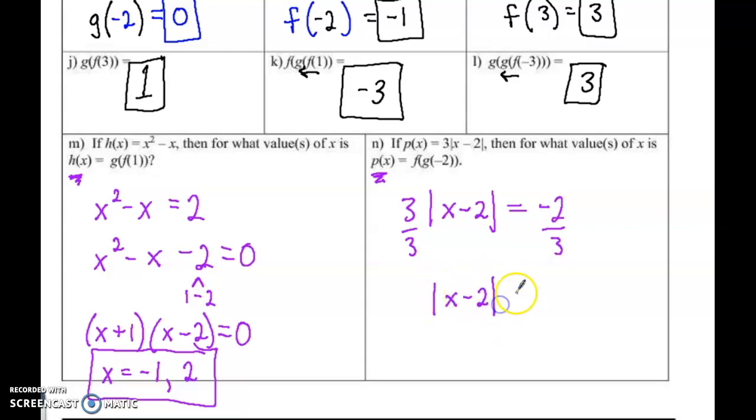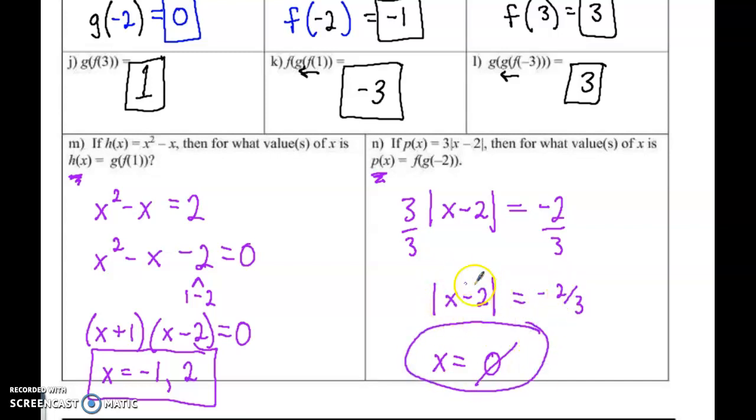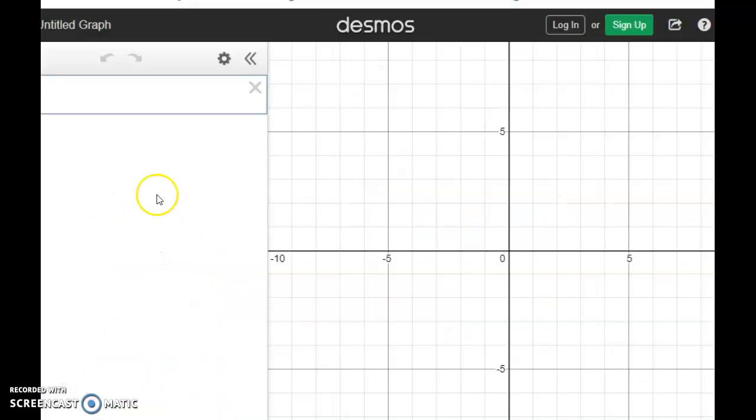And before you freak out and try to solve this, there is no solution. And here's my quick answer. The absolute value always gives you a positive answer. What situation will I have a value for x, subtract 2, absolute value, and get a negative? That answer is never.